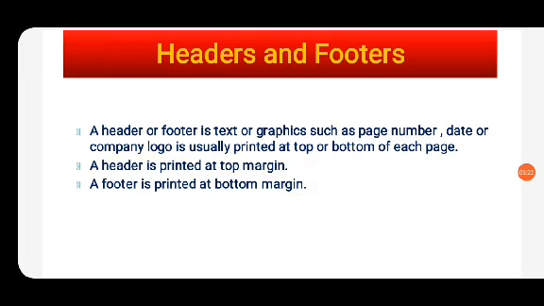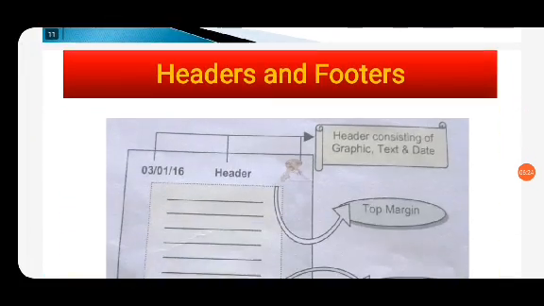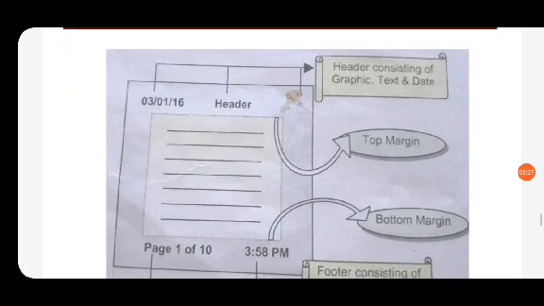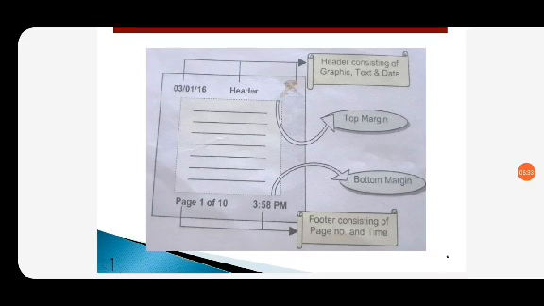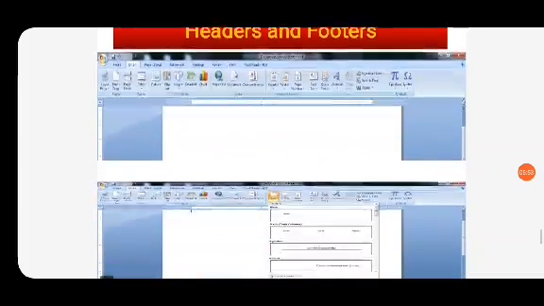Now let us see how to get it in your MS Word. Before that, let us understand with the help of this given diagram or figure. So you can see some text is appearing at the top margin. We are calling it the header, and this text is appearing at the bottom margin. We are calling it the footer. I hope you have understood. Now how to get it?